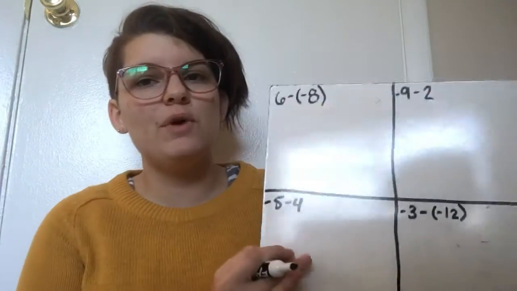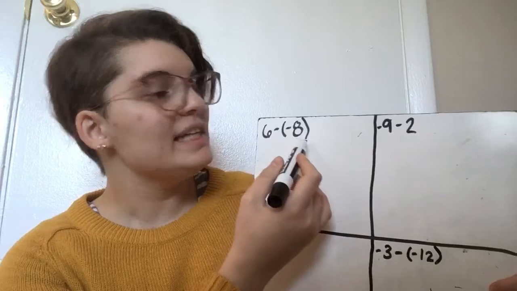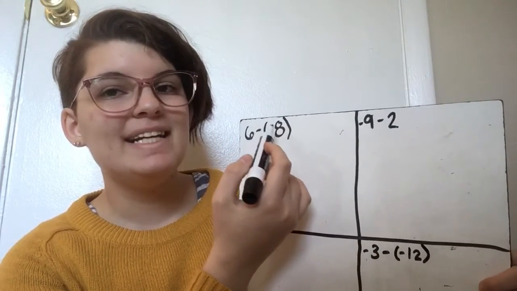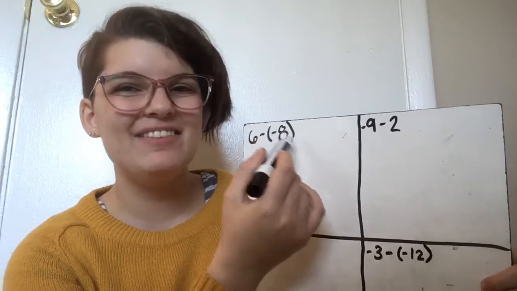So we're going to go ahead and jump right in. Today we're talking about subtracting integers, all right? So I've got 4 examples here. We're going to go through one at a time. So this is if you're subtracting a negative, okay? So I have 6 minus a negative 8. That's how you'd say that, 6 minus negative 8.